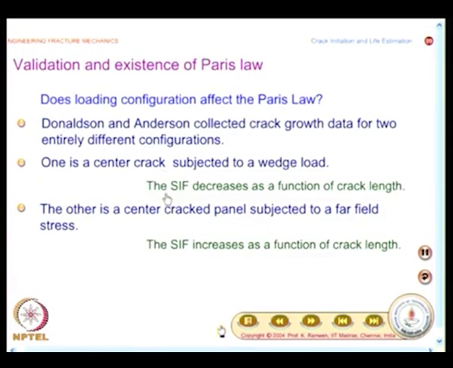In one case, stress intensity factor decreases as a function of crack length. In fact, we had seen that when we had developed stress intensity factors, if a center crack is subjected to a wedge load, SIF decreases as a function of crack length. The other example they chose was where the SIF increases as a function of crack length. This is obvious, this happens in most of the problems. So, if you take a center cracked panel subjected to a far field stress, SIF would increase as a function of crack length.